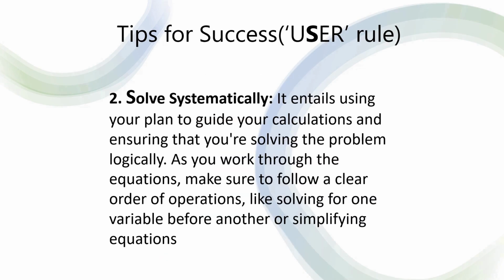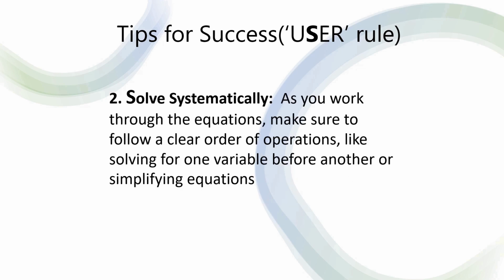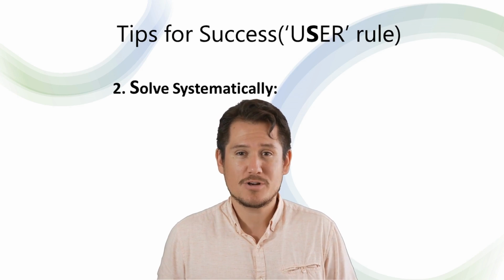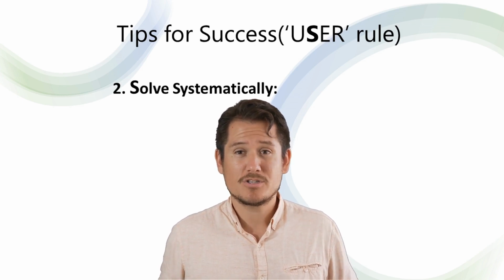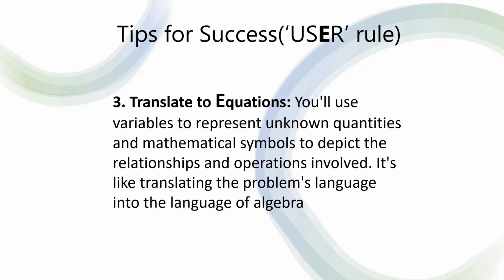2. Solve systematically. Once you've understood the problem and devised a plan, the systematic approach comes into play. This step emphasizes a structured, step-by-step method to tackle the problem. It entails using your plan to guide your calculations and ensuring that you're solving the problem logically. As you work through the equations, make sure to follow a clear order of operations like solving for one variable for another or simplifying equations. Additionally, don't forget to check your solutions against the original problem to confirm they align with the context and make sense.